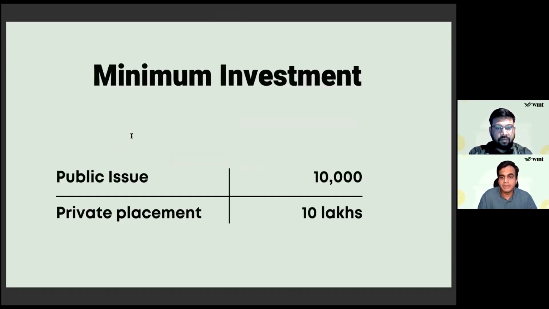Right. So now the minimum investment in a public issue can be 10,000. In a private placement, it will be 10 lakh. So that is amply clear. Before this, if a private placement issue was done, then in an off-market transaction it could be 10,000, 20,000. Now SEBI has also stopped that.